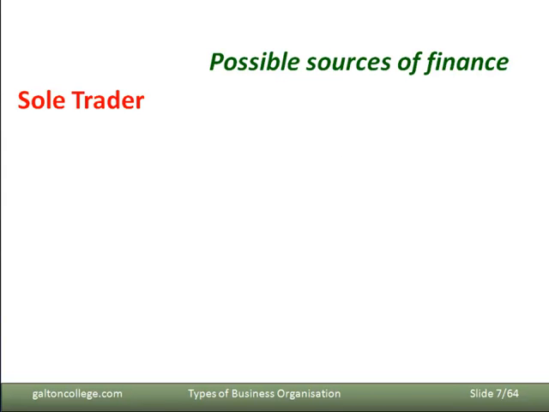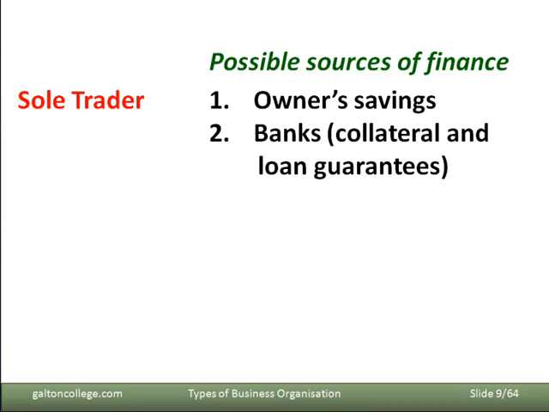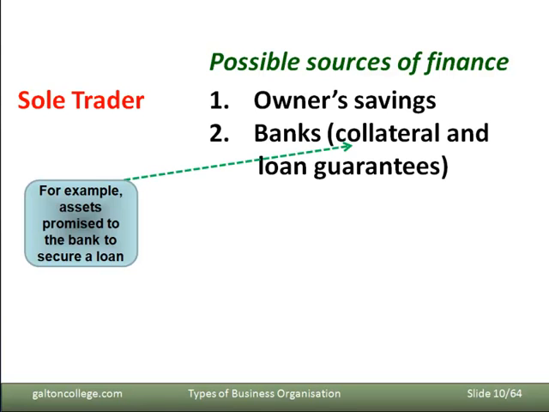So the possible sources of finance for the sole trader are very limited. For example, the owner's savings. Well, that's the most basic one, the most obvious. Could go to the banks, but the banks would need collateral or loan guarantees. And collateral is this idea, it's an asset that's promised to the bank to secure a loan. So collateral may be a problem for sole traders. They may not have a house or a piece of land or some assets to guarantee the loan. So that could be a problem for the sole trader.